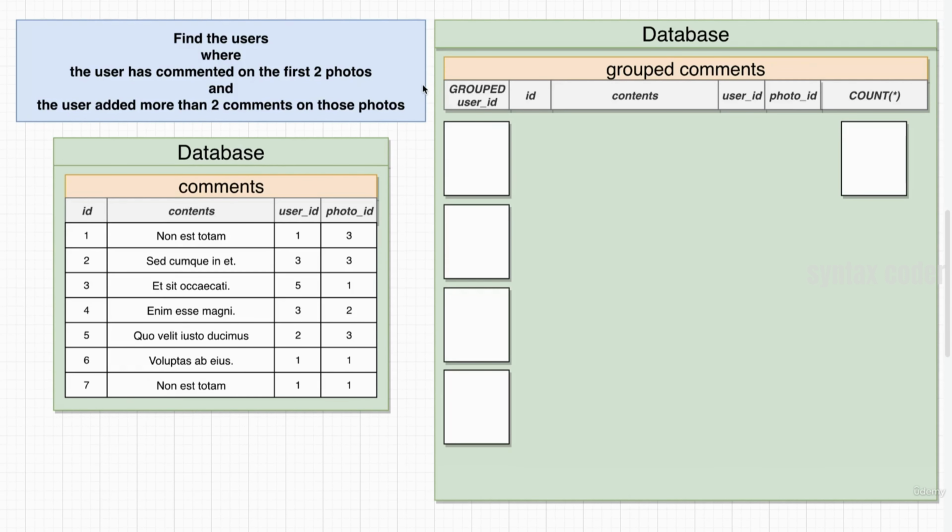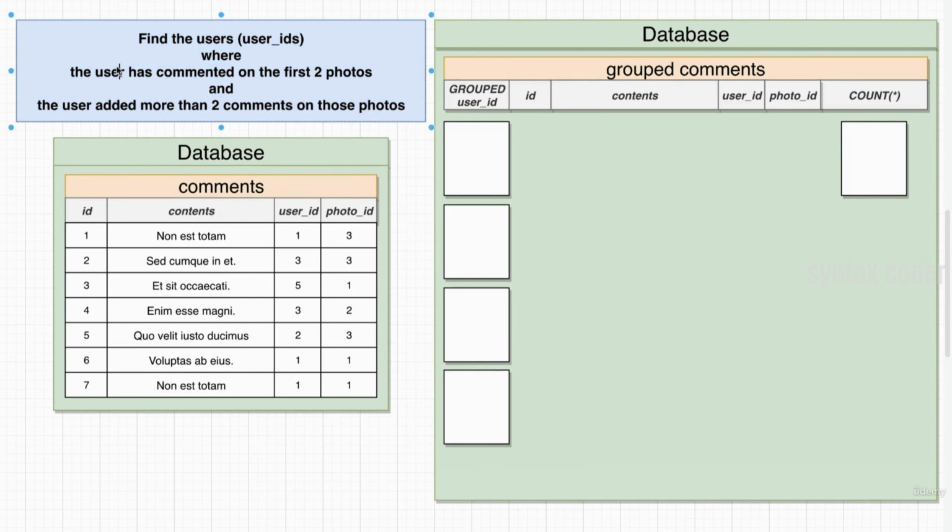Let's take a look at another query. So this time around, we're going to try to find all the users, or specifically the user IDs, where the user has commented on the first 2 photos. So that would be a photo with the ID of 1 or 2. And the user has added more than 2 comments on those photos. So this is a little bit tricky one.